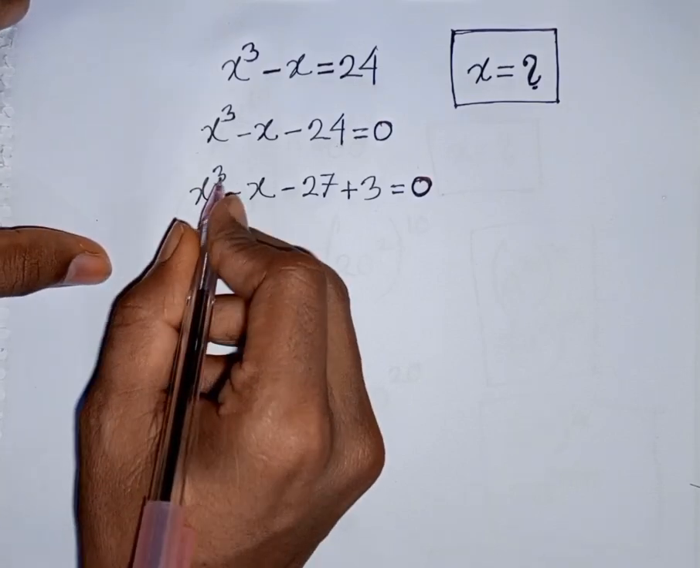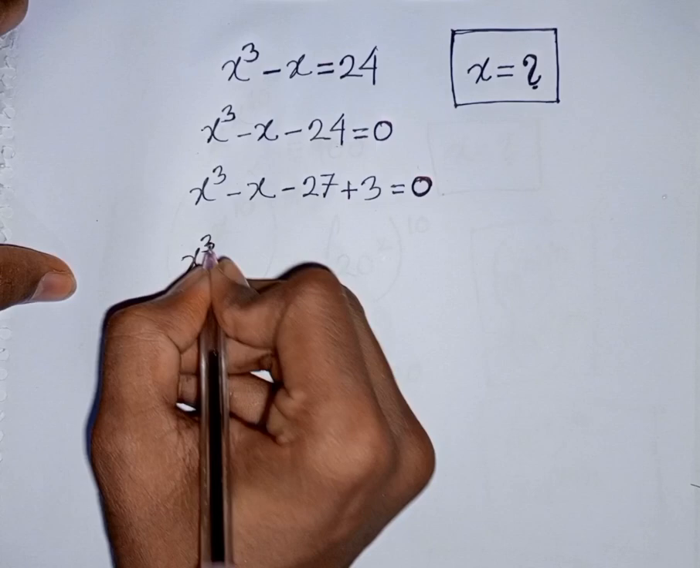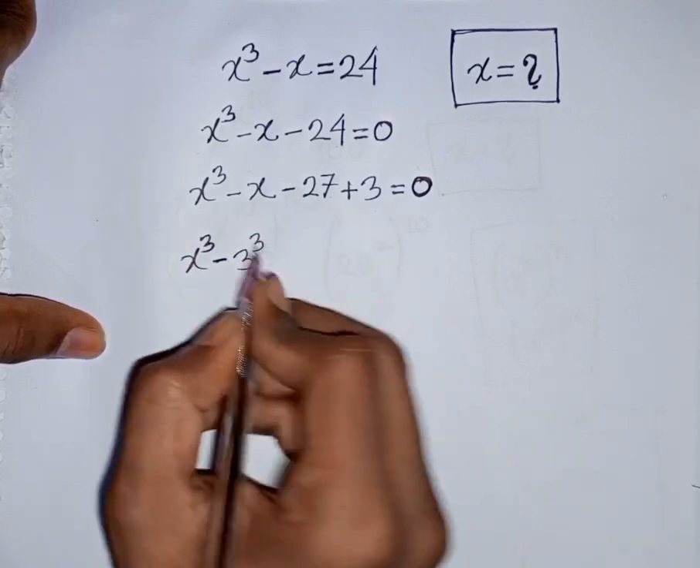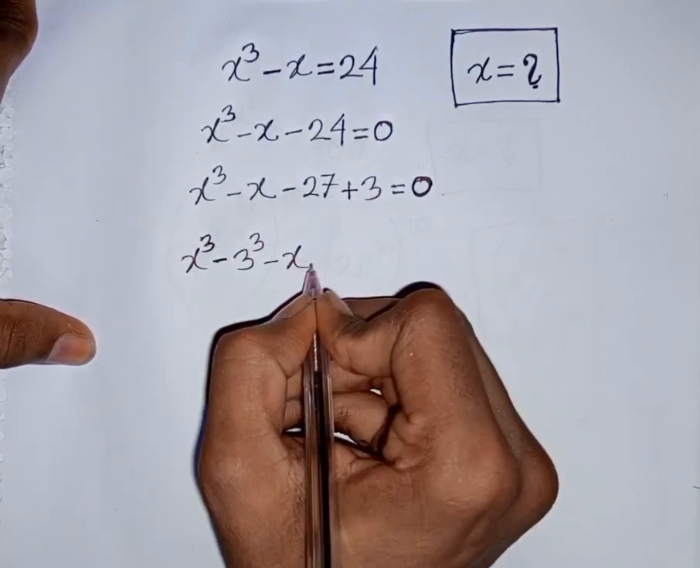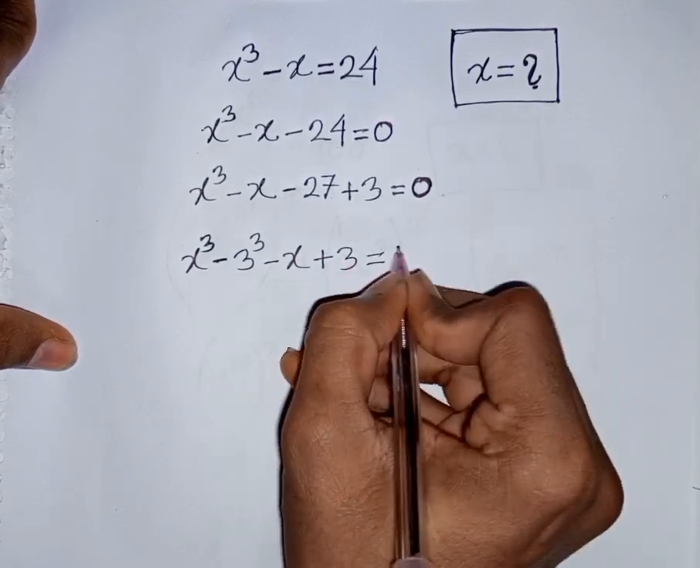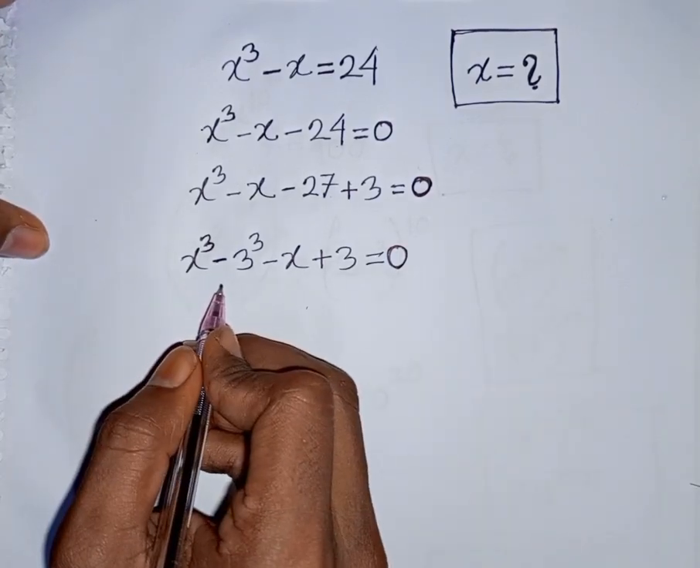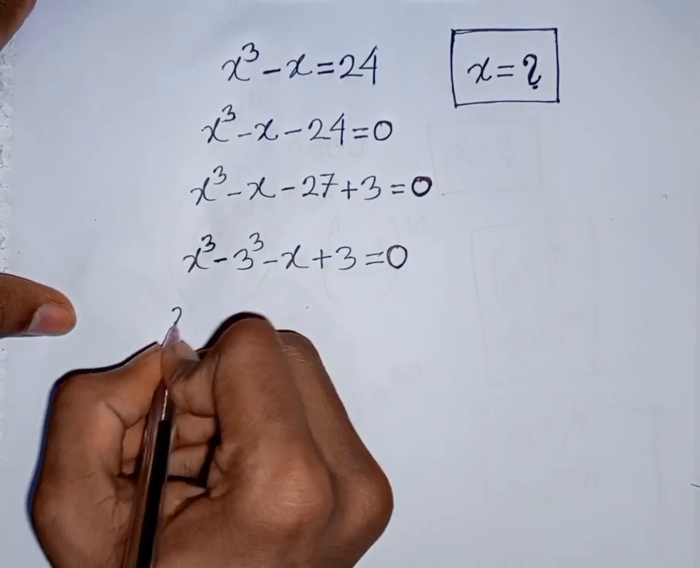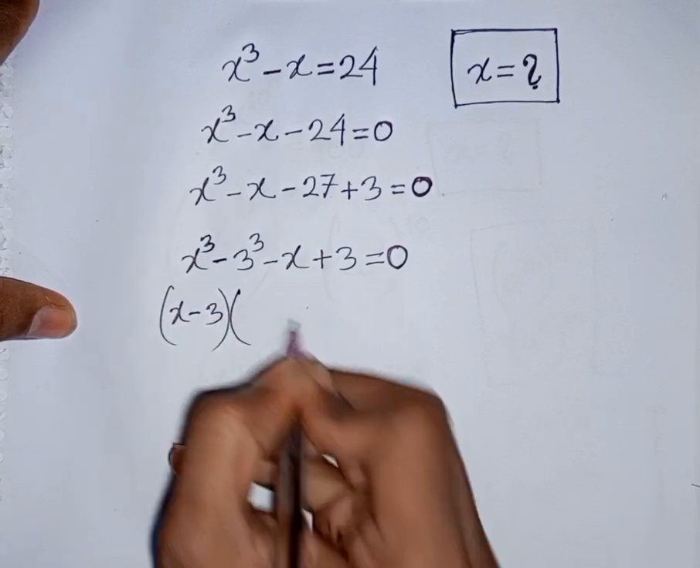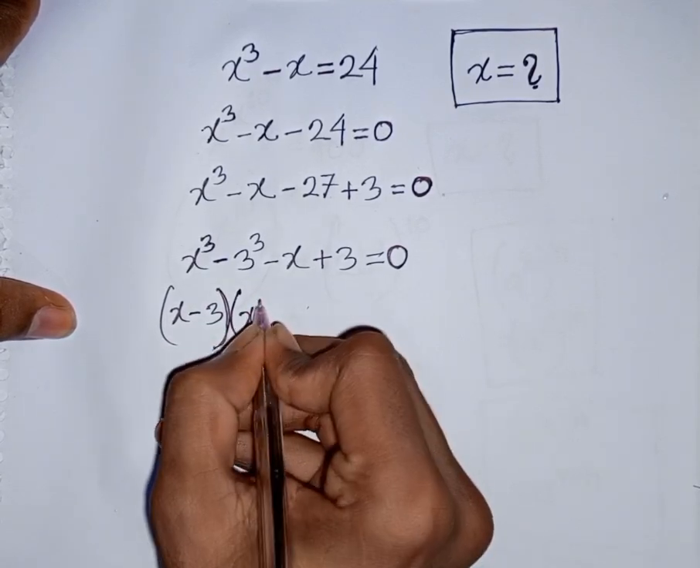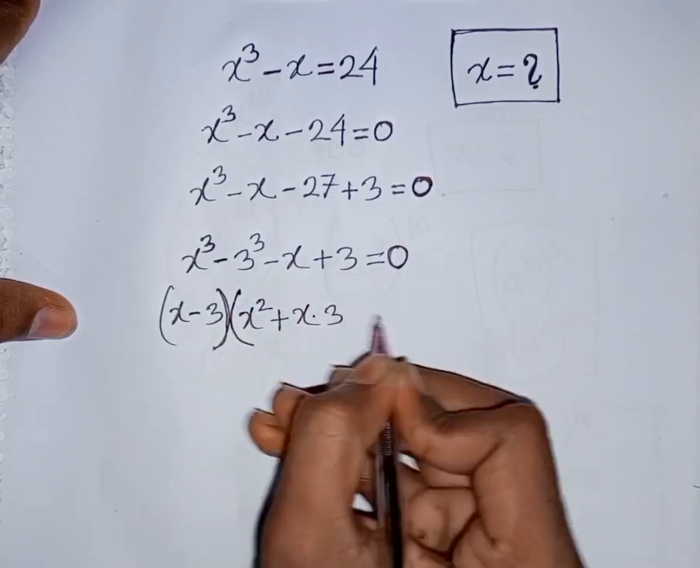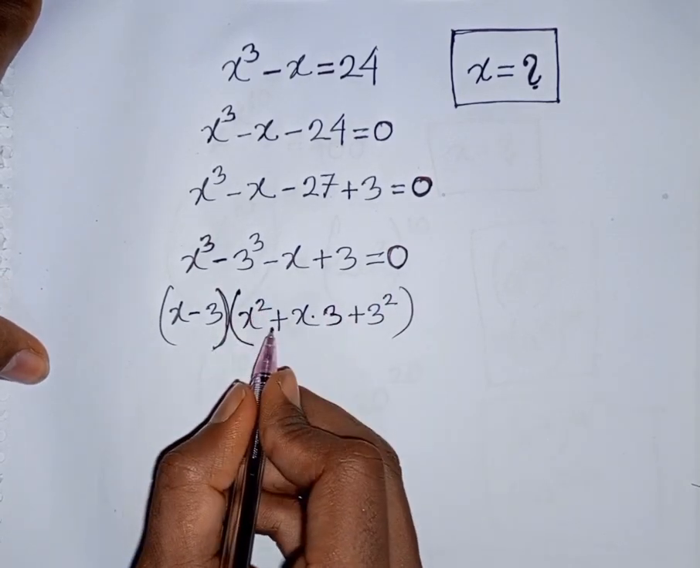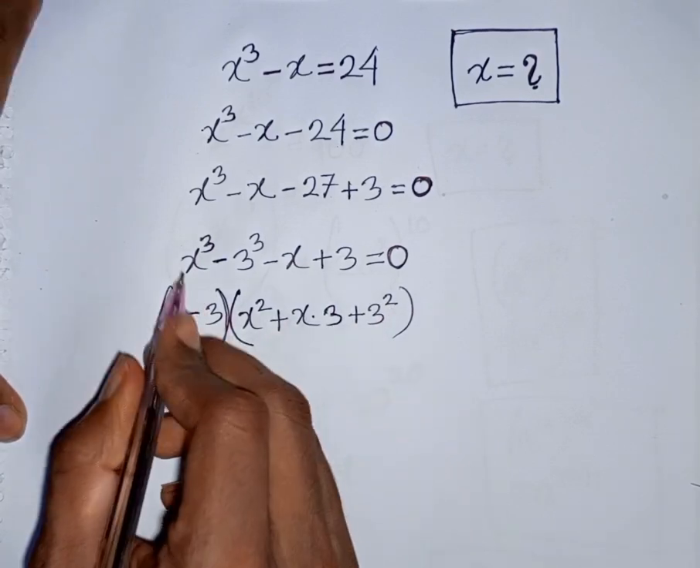Now we have x cube, then minus 27 is same as minus 3 cube, then minus x plus 3 is equal to 0. Now here you can apply the formula of a cube minus b cube. Here a is as x, b is as 3. So according to formula we can write here x minus 3 times x square plus x times 3 plus 3 square. That means a minus b times a square plus a b plus b square. This is the formula of a cube minus b cube.